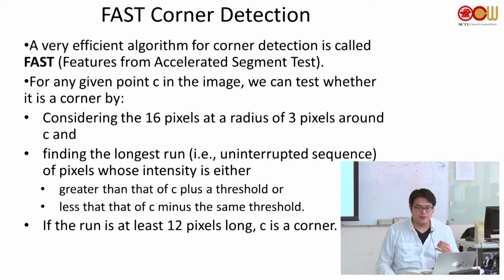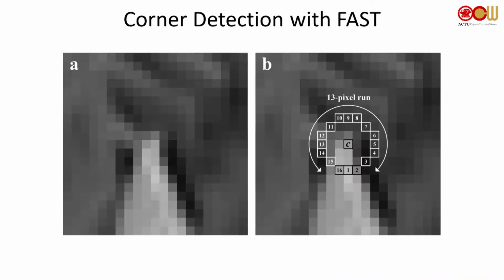From the description, it might be just too confusing, so let's take a look at the figure. Here, C is more like a white pixel. So here is the pixel center C, or sometimes we also call it a nucleus. We start from here, 1, 2, 3, 4, 5, 6, 7, etc., and we try to find the longest run.